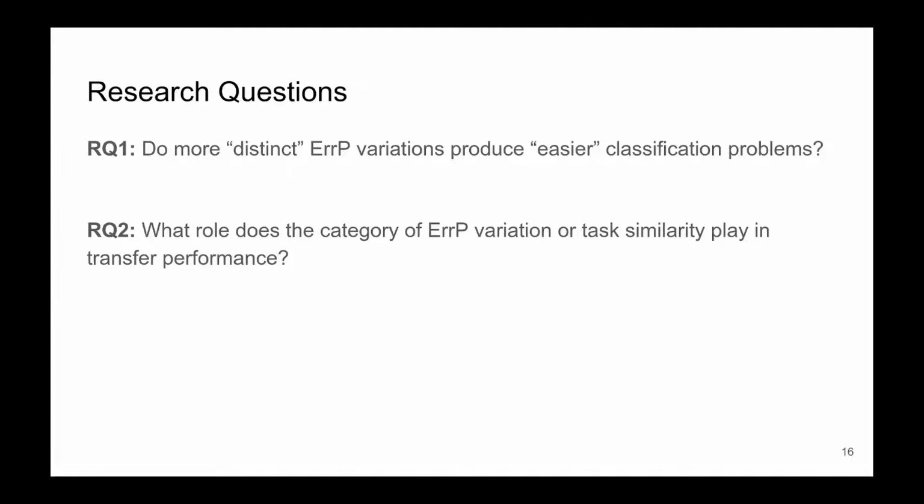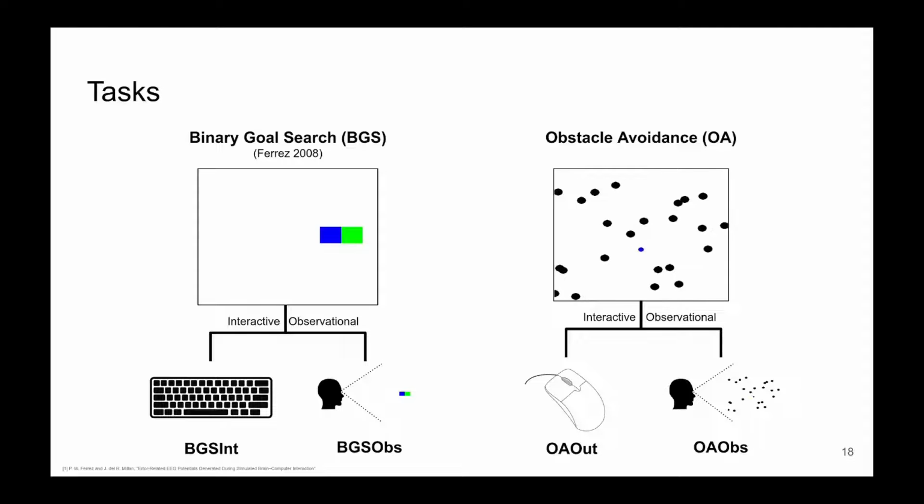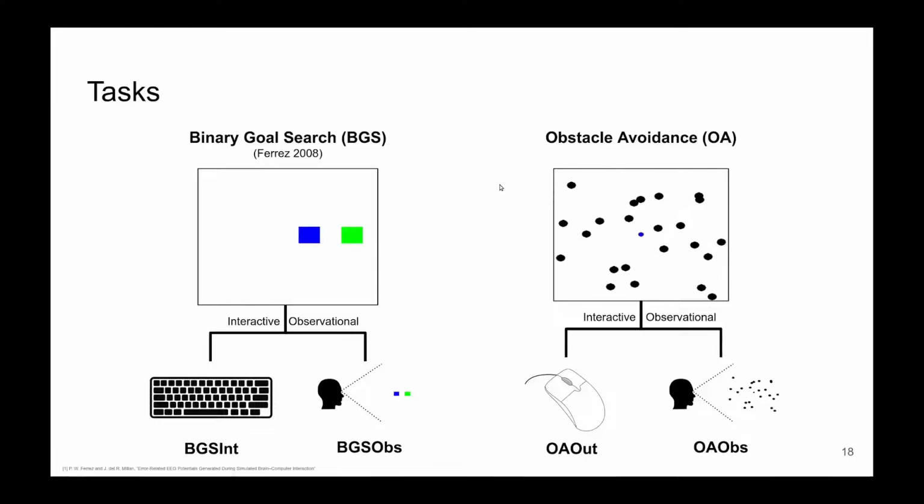For instance, what would happen when we transfer using the same ErrP category, but elicited from different tasks? Additionally, we want to look at what would happen when we transfer using different ErrP categories elicited from the same task. These are all just initial questions we want to start exploring. And then finally, from these initial explorations, what are some of the practical implications we can start to extract?